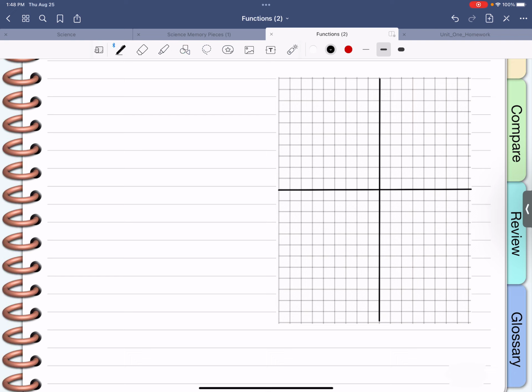So this time, I'm going to give us a point here, a point here, and a point here. And then I'm going to continue the pattern on the other side of the y-axis. So I'm making basically a mirror image on the other side. Okay, so let's connect the dots.